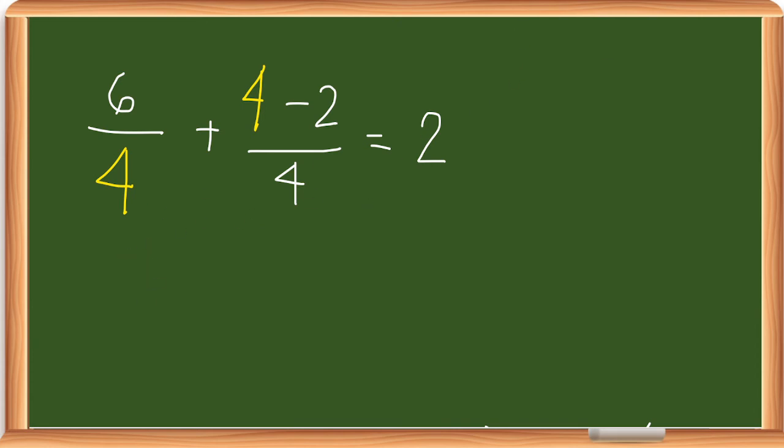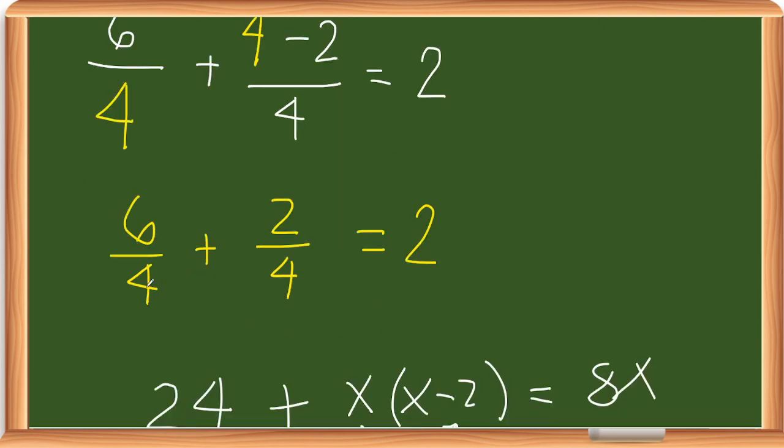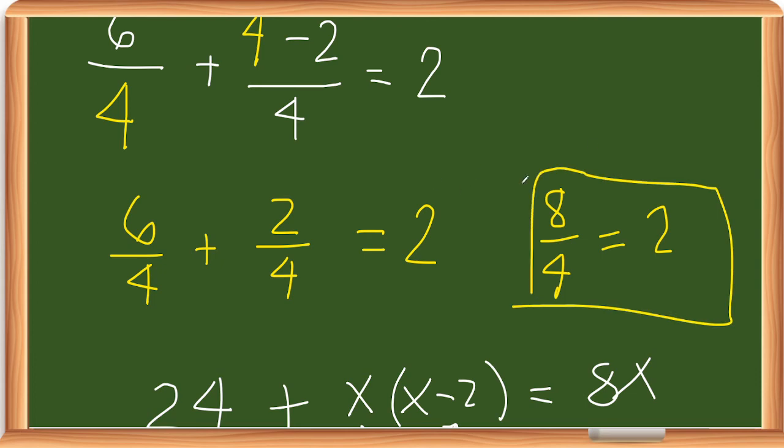Okay. So, we have 6 over 4 plus 4 minus 2 is 2 over 4. Kasi mas madali nga naman i-plus pag parehas ang denominator, di ba? Over 2. So, pwede mong i-plus para silang denominator, no? So, we have 6 plus 2, that is 8. That is 8 over 4. Is it equal to 2? Yes. 8 over 4 is equal to 2. No? So, tama yung solution mo that x is equal to 4.